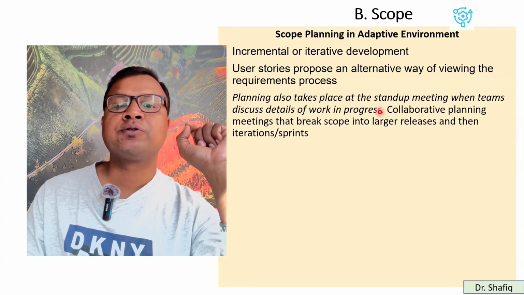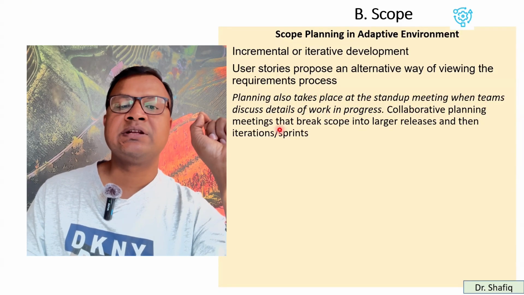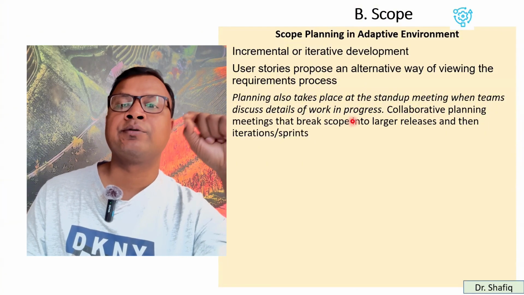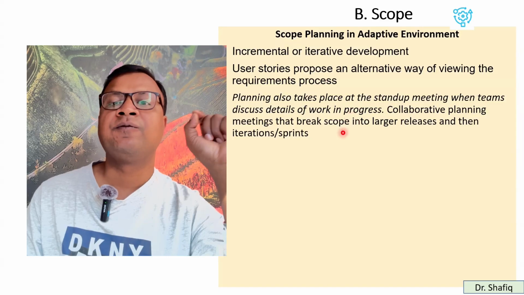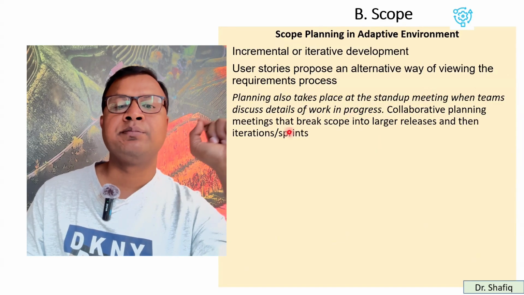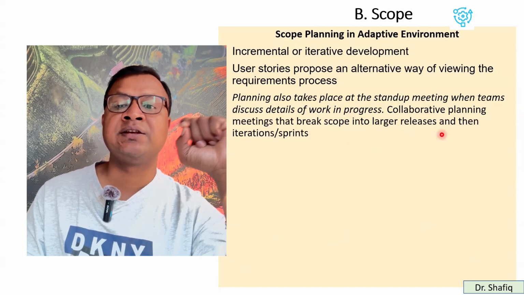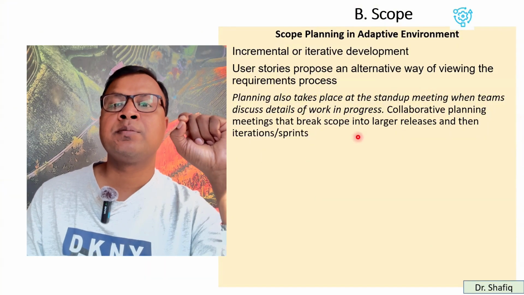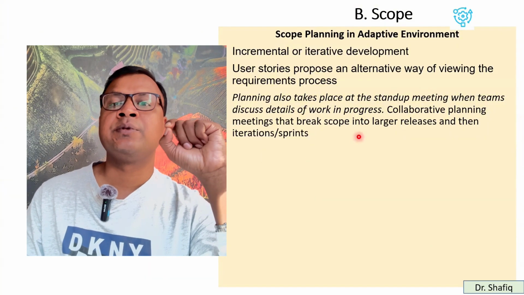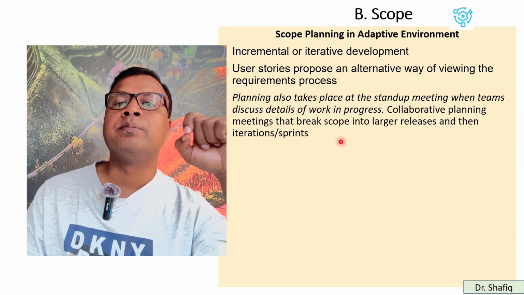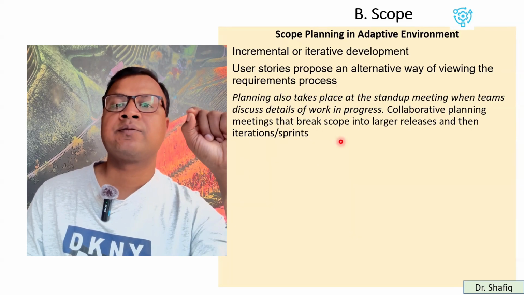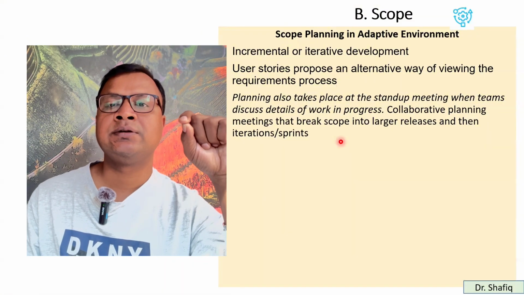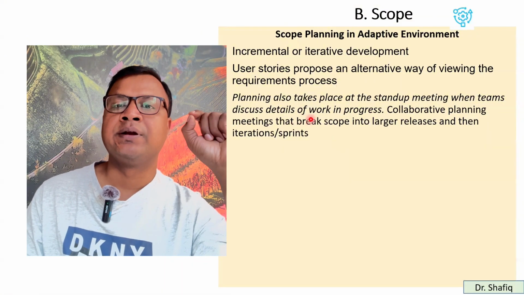requirements. Planning also takes place at the stand-up meeting when the team discusses details of work in progress. In the stand-up meeting, when they discuss the detail of the work in progress, you will find the requirements. Collaborative planning meetings break scope into larger releases than iterations and sprints. So in the sprint meeting, in the stand-up meeting, actually you are breaking up the work, what features you need, what work you have to do for the next iteration. So you have to plan here.